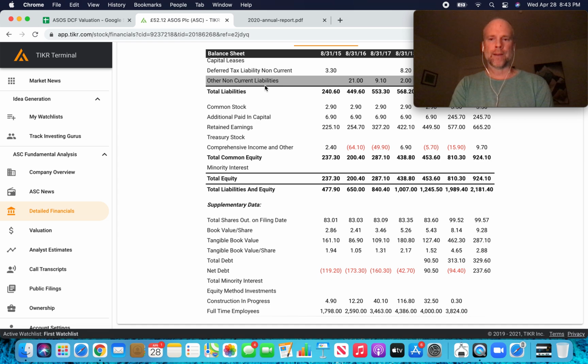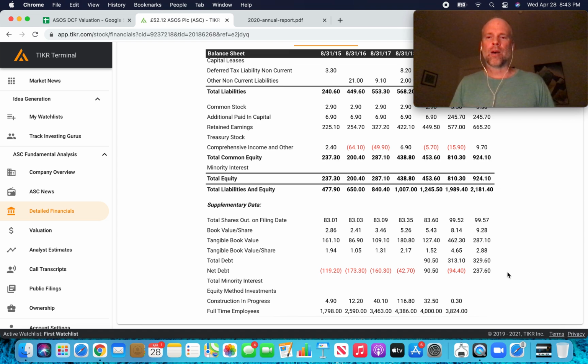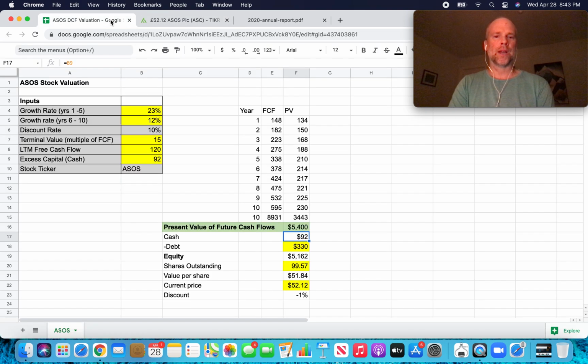330 million. So you can see net debt. That's what I get if I take the debt minus the cash, and that math works out. So total debt, 330 million, we've got right here.